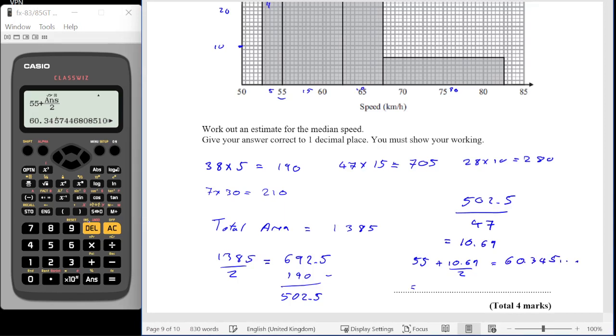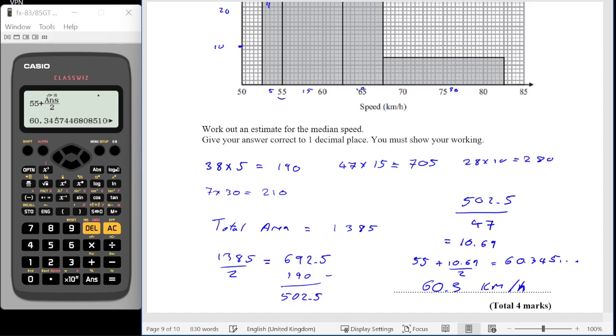60.345 dot dot dot. So to one decimal place, that's going to be 60.3. And my unit there is kilometers per hour. There we go.